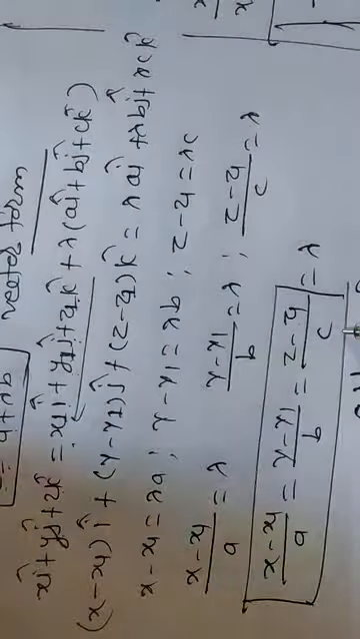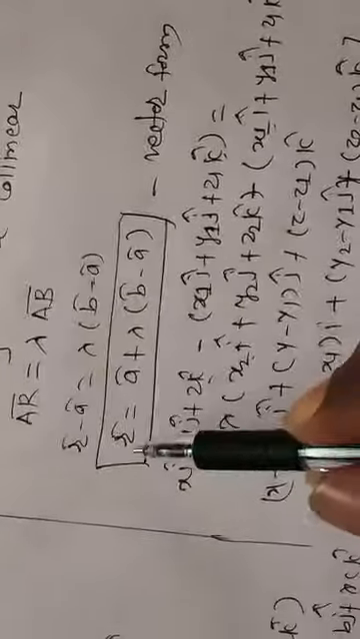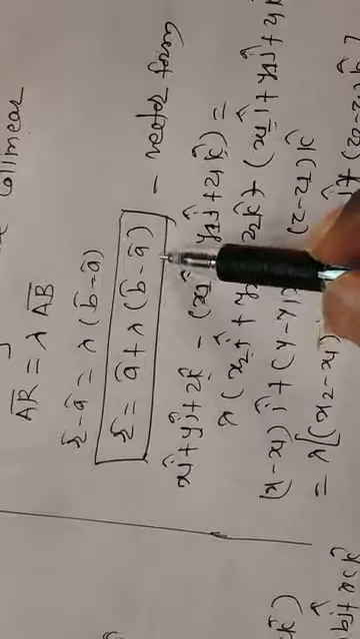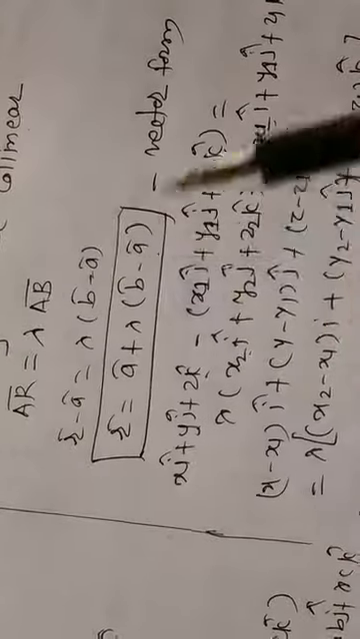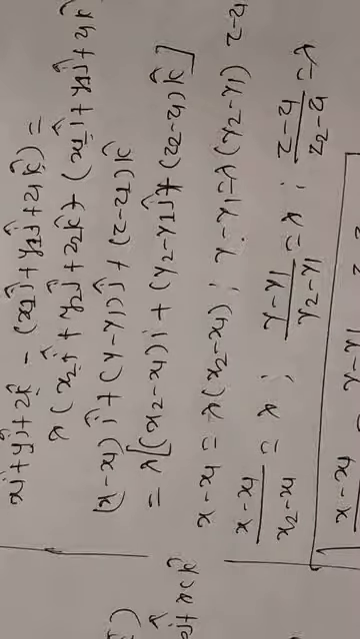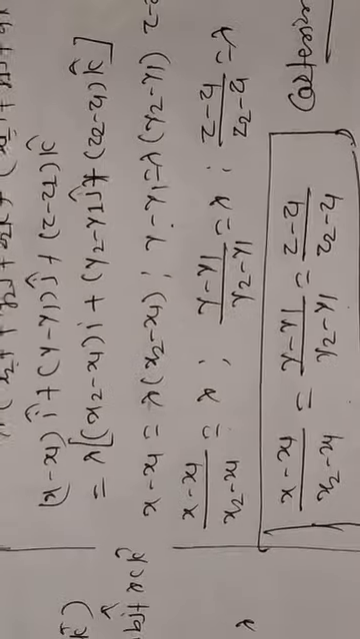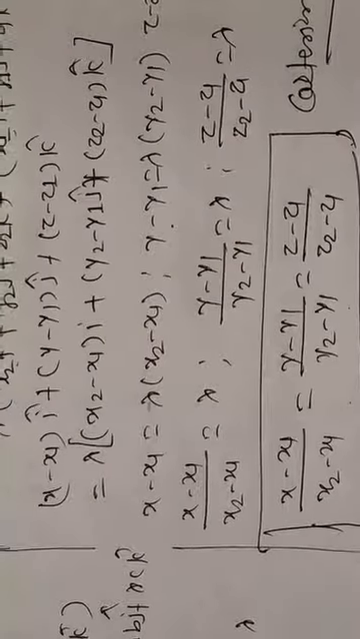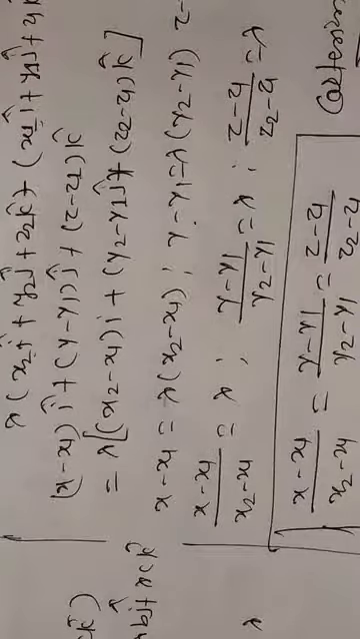Similarly, the equation of a line passing through two given points is r bar equals a bar plus lambda times (b bar minus a bar), and the Cartesian form is (x - x1)/(x2 - x1), (y - y1)/(y2 - y1), (z - z1)/(z2 - z1). So this is the Cartesian form and vector form of a line.